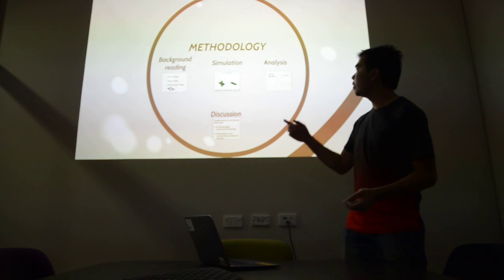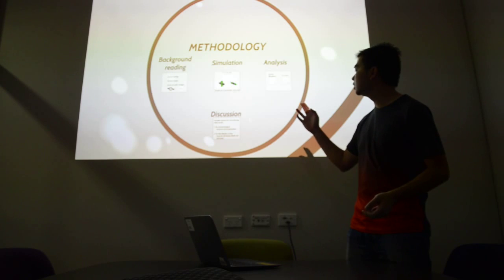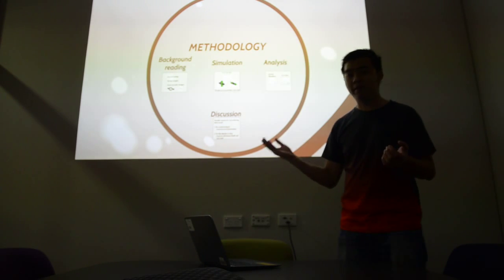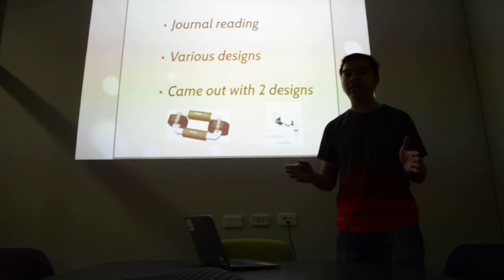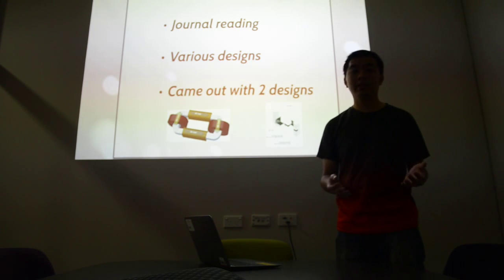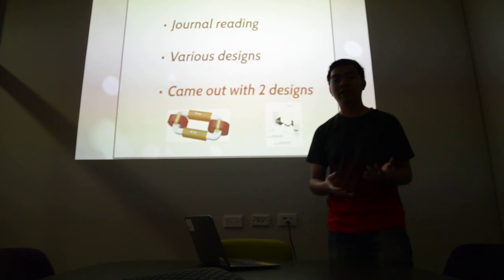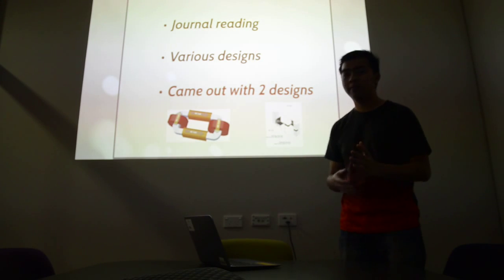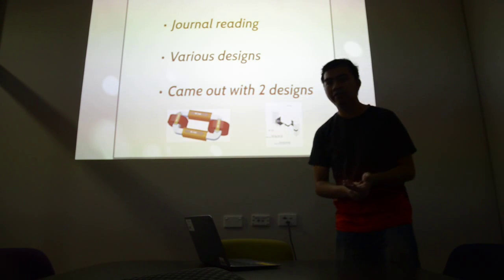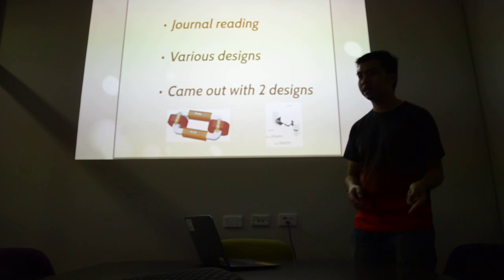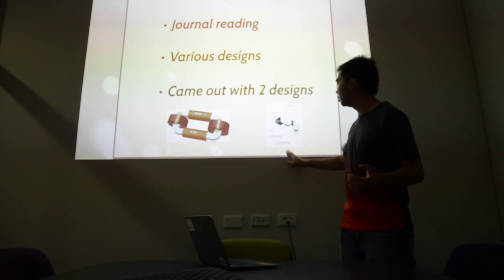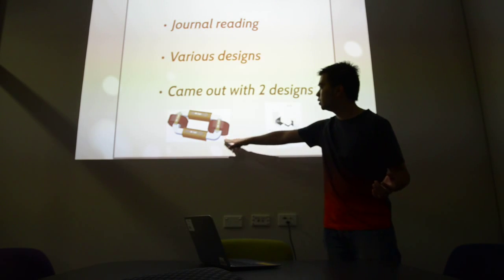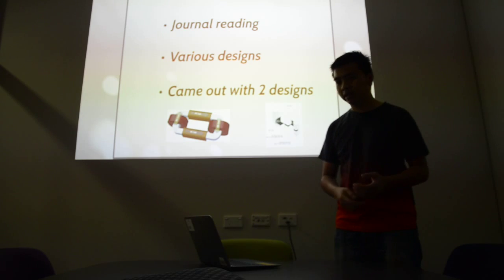The first one I did is background reading, then simulation, and analysis and discussion of my results. Doing some background reading made me understand how a fault current limiter works, and I could also find a lot of various designs of FCL. Then I came up with two designs from two different publications. The first one has 2 limbs, and the second one has 3 limbs.